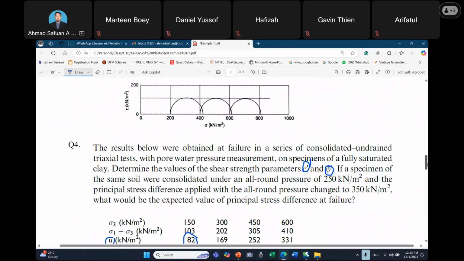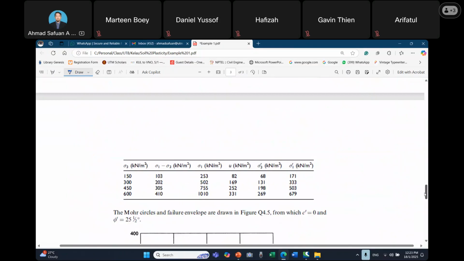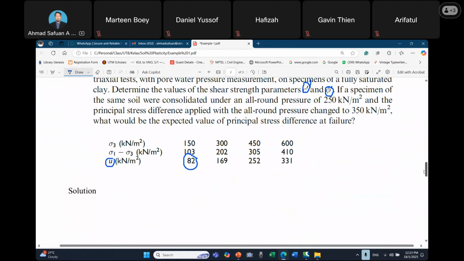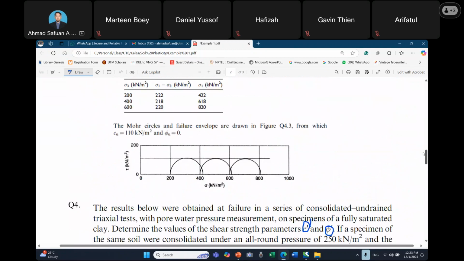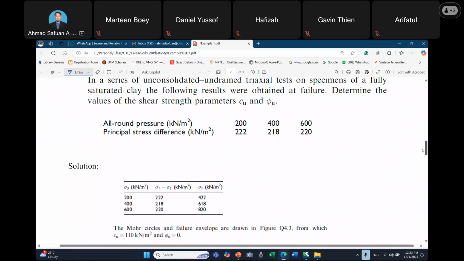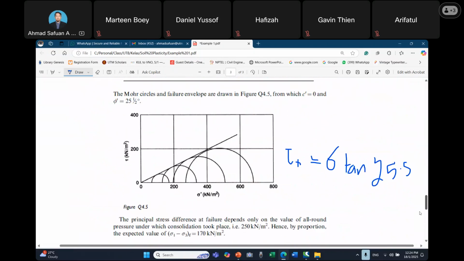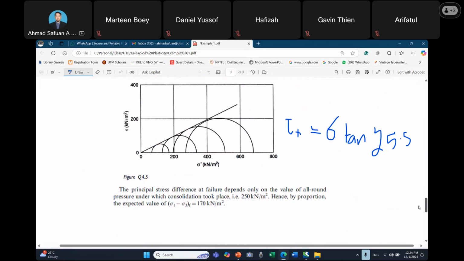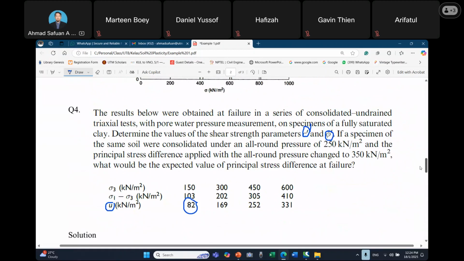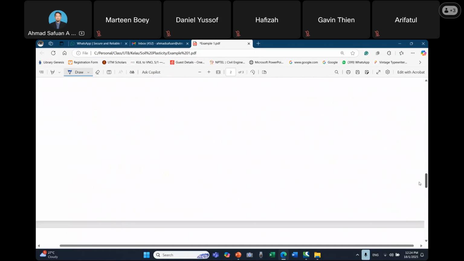Okay, we already obtained the phi value, and C value is 0. For the specimen of the same soil consolidated under an all-round pressure, and the principal stress difference applied with the all-round pressure changed to 350, then we need to plot the graph. So sigma 3 is 250, sigma 1 is 600.